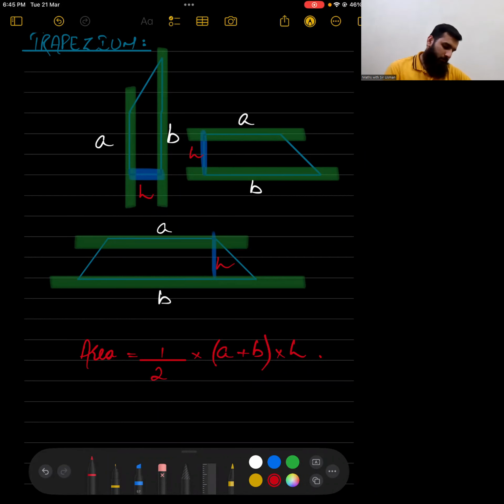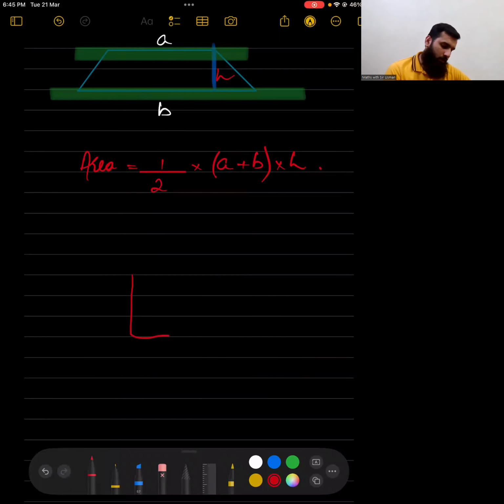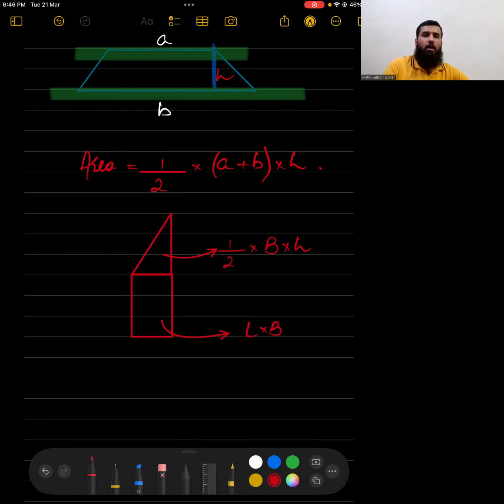Like I am having a rectangle over here, and over its top, I am having a triangle. Now, what I am going to do is pick up the area for this triangle as half times base times height, and the area for this rectangle as length multiplied by breadth. I'll just pick them up and I'll figure out the total area of this trapezium indirectly rather than using this particular formula.